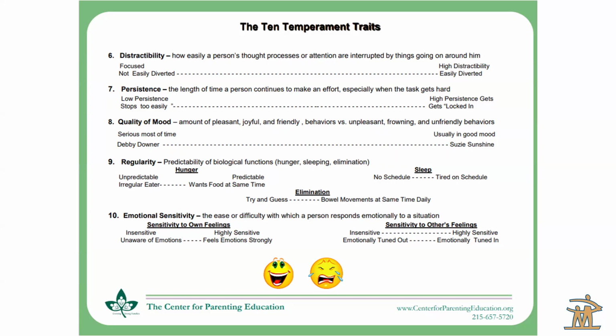Regularity, predictability of biological functions such as hunger, sleeping, going to the restroom. For hunger, some kids, it's unpredictable. You don't know when they're going to be hungry. They're an irregular eater. Some kids, it's predictable. They want to eat three times a day and have a snack in between, or they want food at the same time.